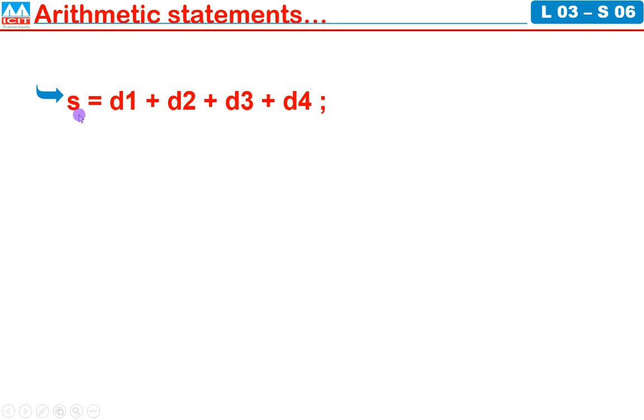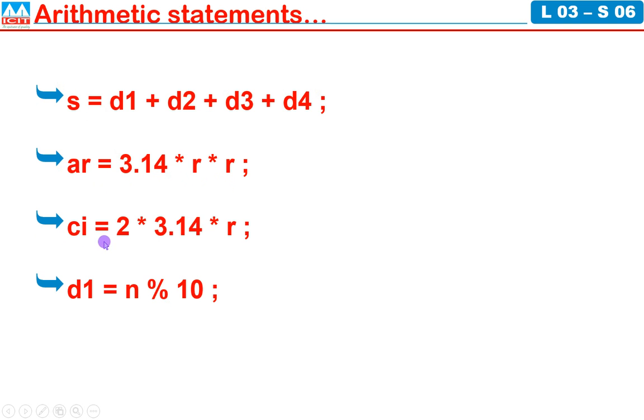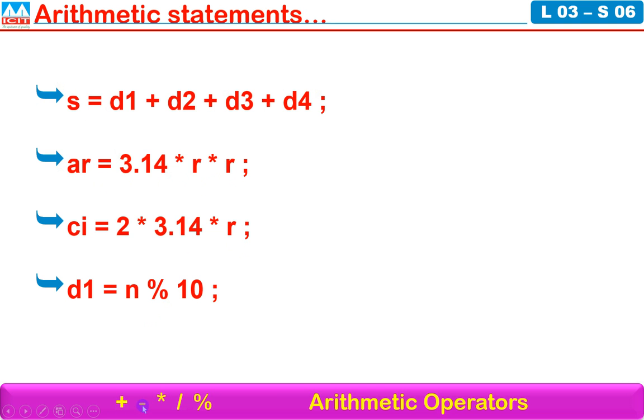Arithmetic statements. S equal to d1 plus d2 plus d3 plus d4. AR equal 3.14 star r star r. CI equal 2 into 3.14 into r. D1 equal to 1. These are all arithmetic instructions. Here plus, minus, star, slash, modulo, these are called arithmetic operators.